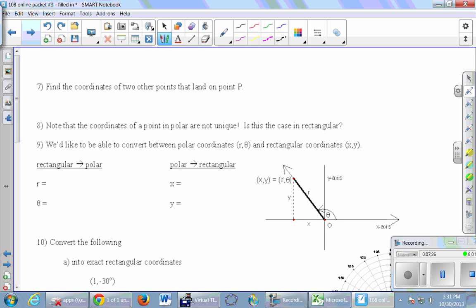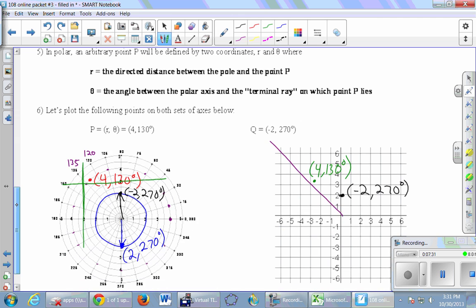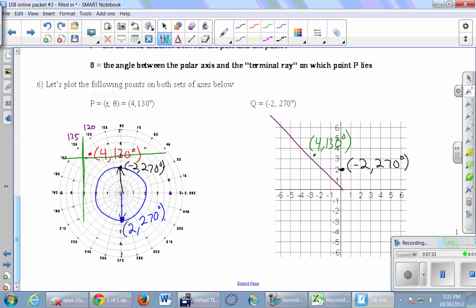Seven, find the coordinates of 2 other points that land on point P. Okay, let's see here. So P was the red one for us. So let's mark that over here. So here's point P. So I want 2 other points that land right here on point P. Okay, so instead of saying 130 degrees, why don't we go backwards? Instead of 130 degrees clockwise, what's the equivalent angle going counterclockwise to land on the same point? So let's see, 360 minus 130. So that's 230 degrees. So if we said negative 230 degrees, I think that would work.